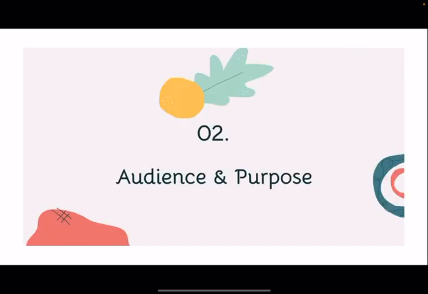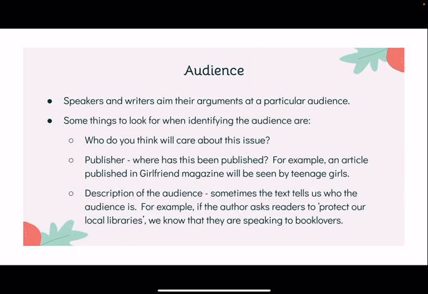Okay, audience and purpose. So we're going to start with audience. Speakers and writers aim their arguments at a particular audience. Some things to look for when identifying the audience are, first of all, who do you think will care about this issue? For example, I'm not particularly interested in AFL, so if an article has been written and published arguing something to do with the AFL, I'm probably not going to be the target audience for that writer because I'm not likely to care about the issue.